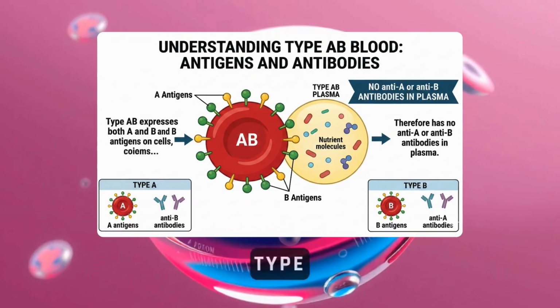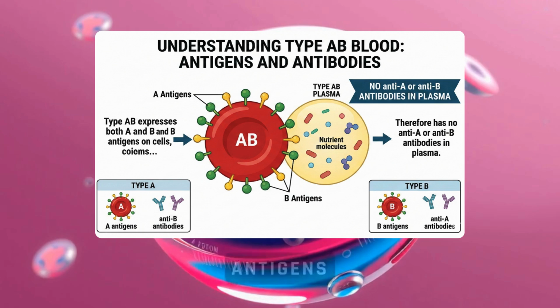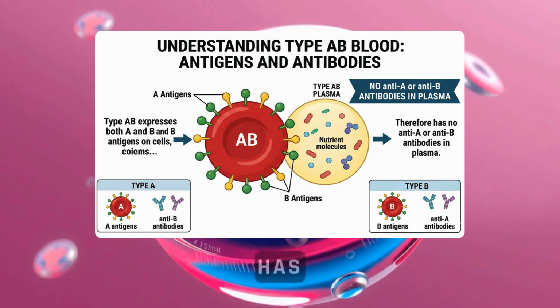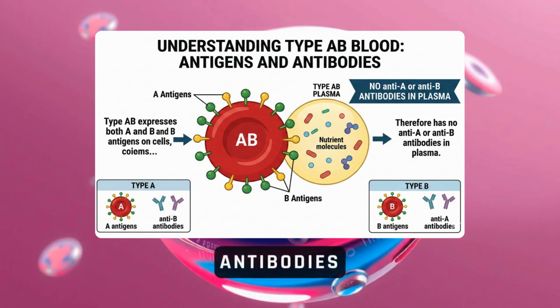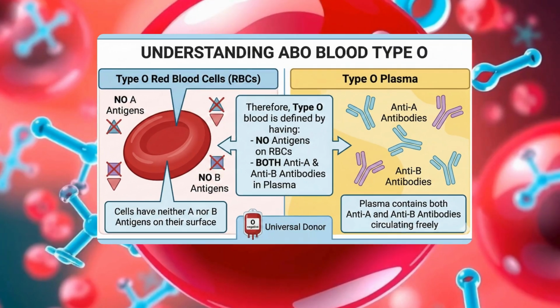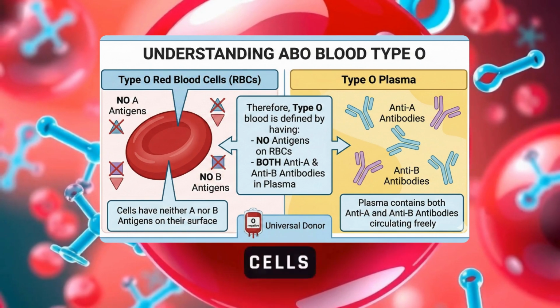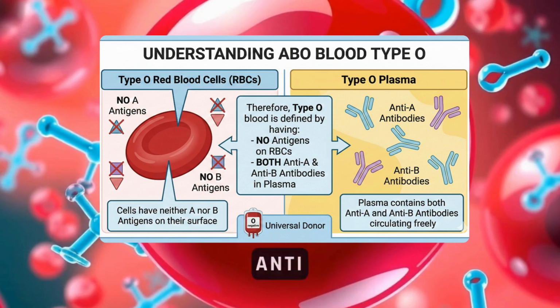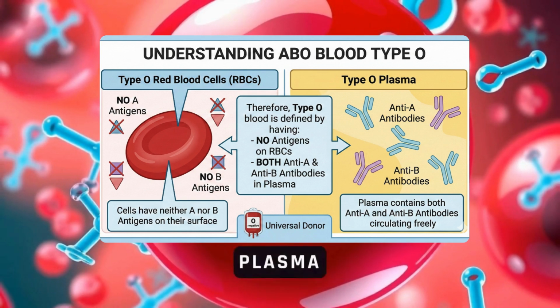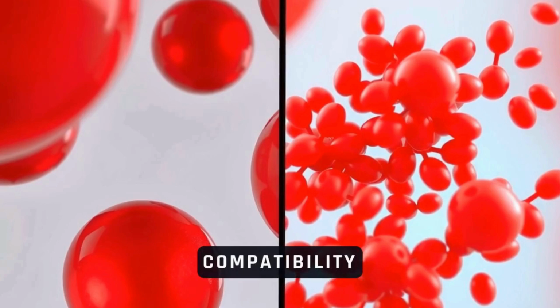binding. Type AB expresses both A and B antigens on cells, and therefore has no anti-A or anti-B antibodies in plasma. Type O has neither A nor B antigens on cells and has both anti-A and anti-B antibodies circulating in plasma. These patterns explain compatibility.